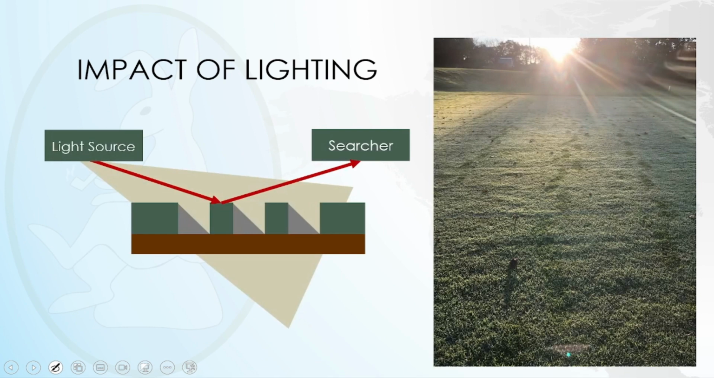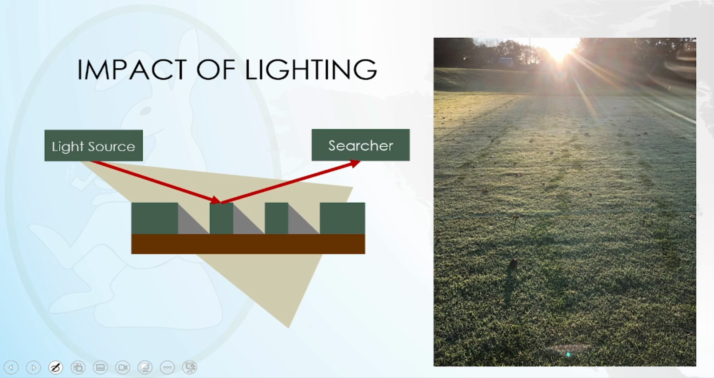So, as a general rule, whenever it comes to lighting, you want to put the track between you and the light source. What this is going to do is cast a shadow across the track, and it's going to make it easier to see some of those features. It's going to make it easier to see some of that compression.